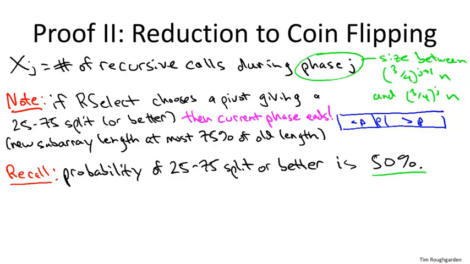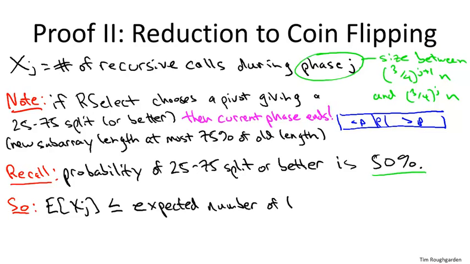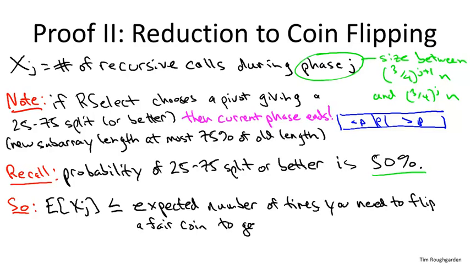So this is why we can reduce our analysis of the number of recursive calls during a given phase to a simple experiment involving flipping coins. Specifically, the expected number of recursive calls that we are going to see in a given phase j is no more than the expected number of coin flips in the following experiment. Okay, so you have a fair coin, 50% heads, 50% tails. You commit to flipping it until you see a head. And the question is, how many coin flips does it take up to and including the first head that you see?